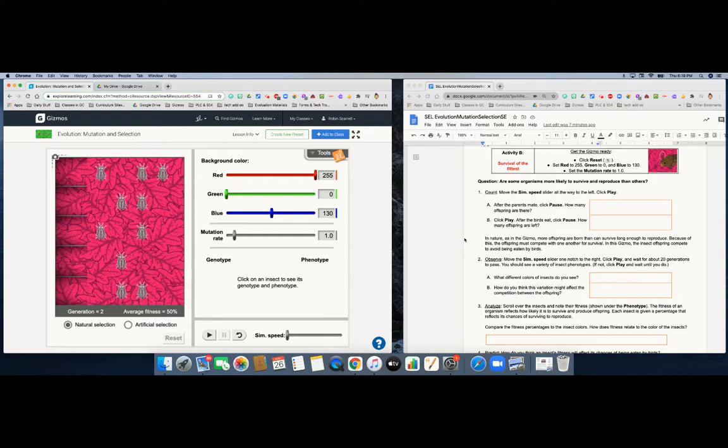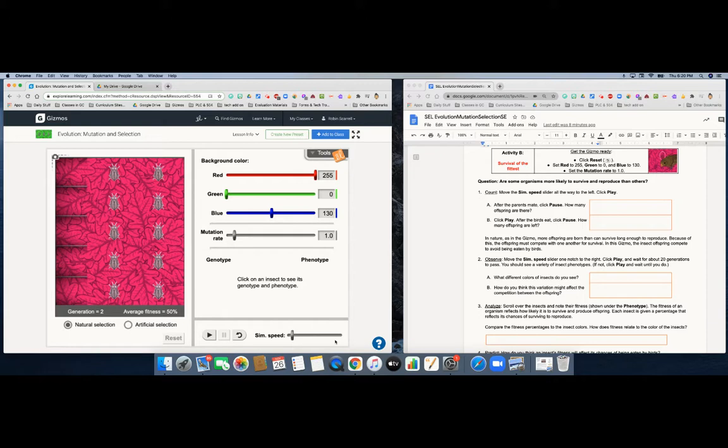Step 2, observe. Move the sim speed slider 1 notch to the right. Okay. Click play and wait for about 20 generations to pass. You should see a variety of insect phenotypes. If not, click play and wait until you do. Remember, the phenotypes are what they look like.